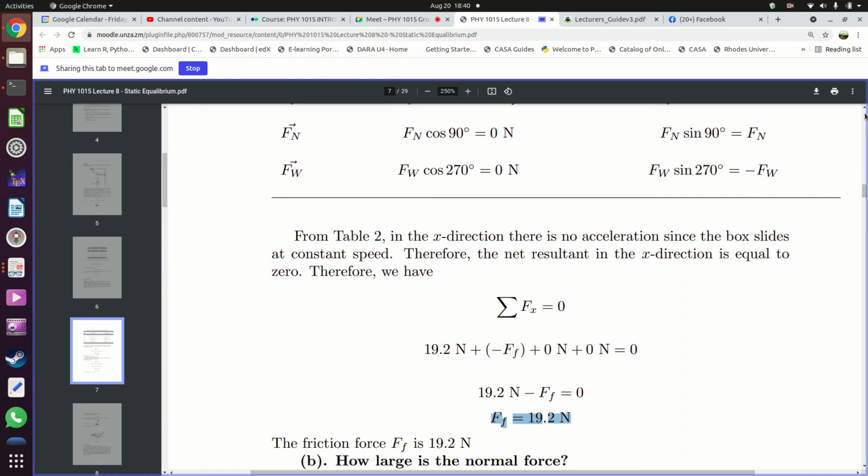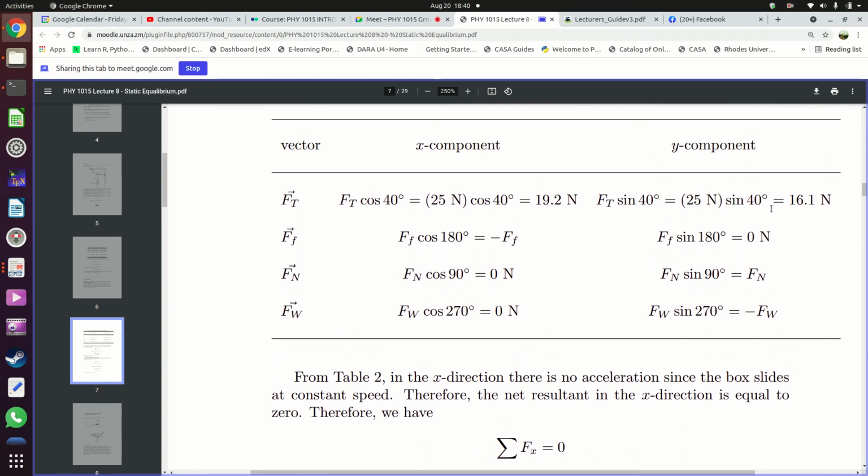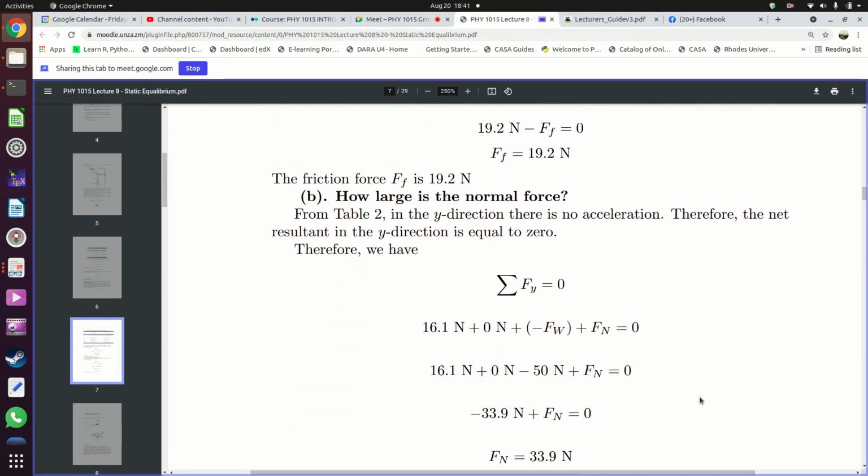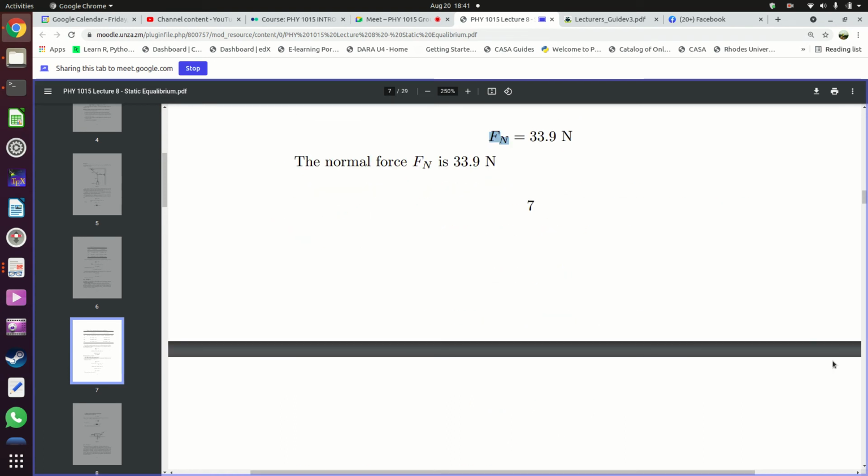Yes, it is. Next, you add your y components. You have 16.1 plus 0 plus Fn plus the weight of the box, and the weight of the box we've been given: it is 50 newtons. So we add everything along the y, and the sum of all the components along the y should equal 0. So you have 16.1 newtons plus 0 newtons minus Fw plus Fn equals 0. Our weight is 50, so 16.1 newtons plus 0 newtons minus 50 newtons plus Fn equals 0. You end up with minus 33.9 newtons plus Fn equals 0. So you take this to the other side, and Fn equals 33.9 newtons. So your normal force is going to be 33.9 newtons.